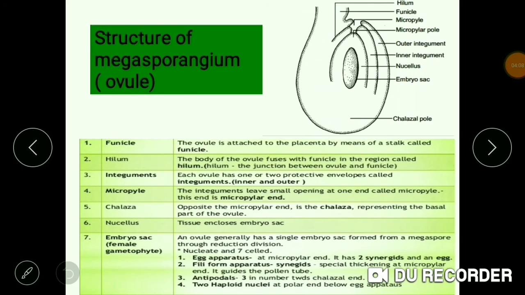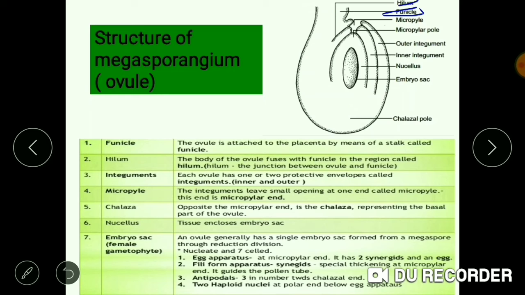We'll talk about the structure of megasporangium or ovule. Here is the diagram of the structure of an anatropous ovule. The ovule consists of the following parts. First part is the funicle. Funicle is the attachment of ovule to the placenta. The region of attachment of ovule to the placenta is known as funicle.